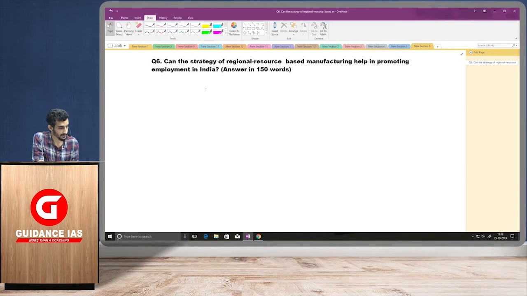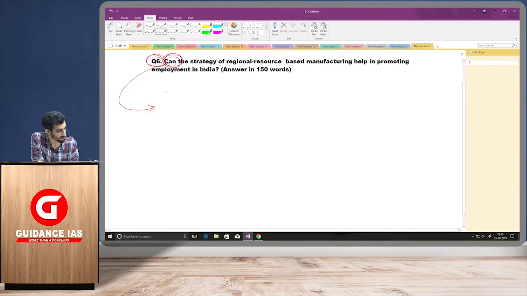So the third question we have with us is, can the strategy of regional resource based manufacturing help in promoting employment in India? If you look at this question, we have one keyword called "can". It is just asking whether it will or whether it will not. So we need to take both the dimensions into action and we will analyze based upon that.